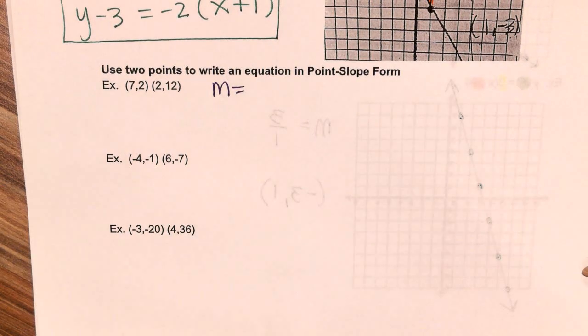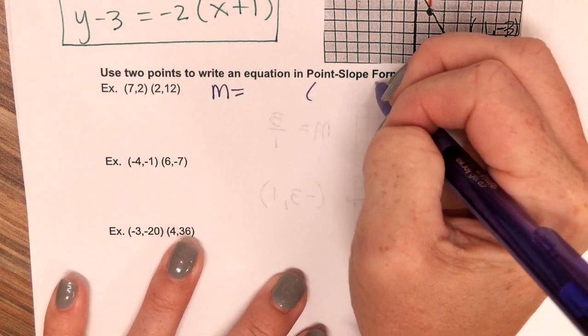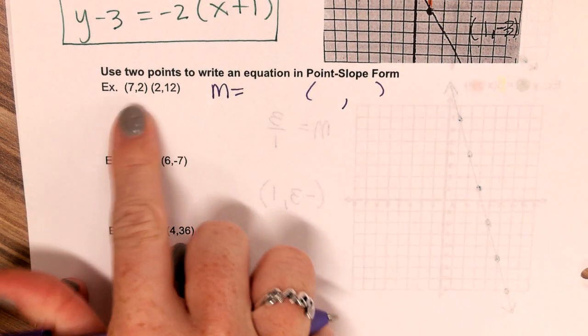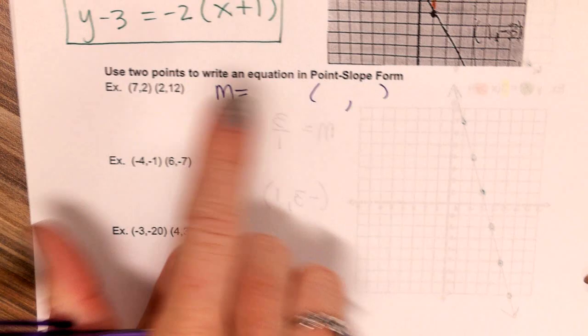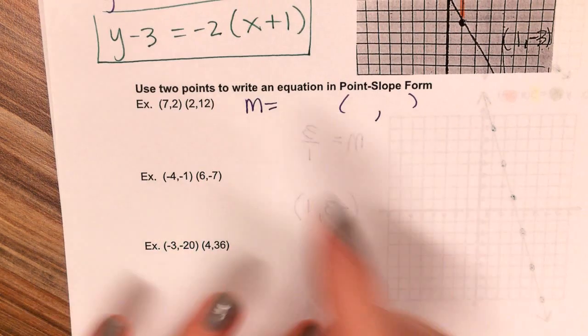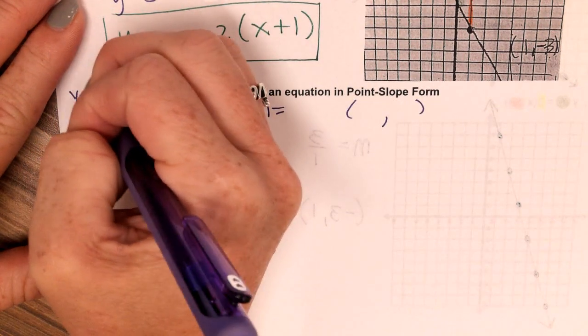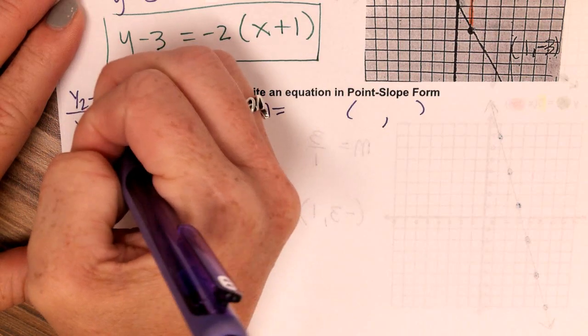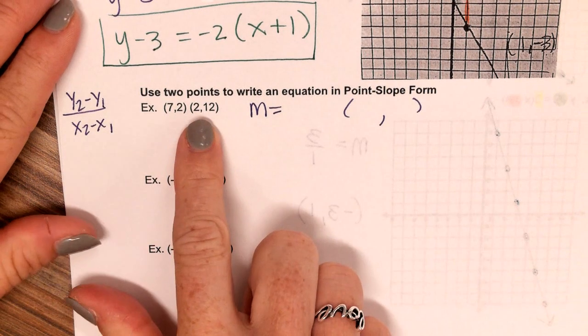Again, I do not need a b today because I'm not doing slope-intercept. I need a point, which they already gave me 2 points, so I'll just pick one of those. But to find the slope, I'm going to have to do y2 minus y1 over x2 minus x1. We could probably do this in our heads.